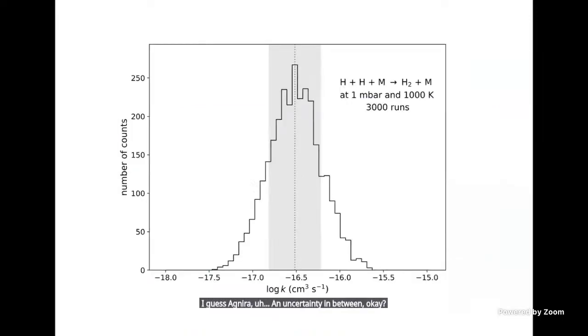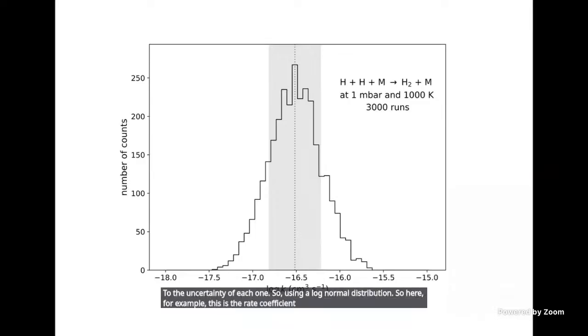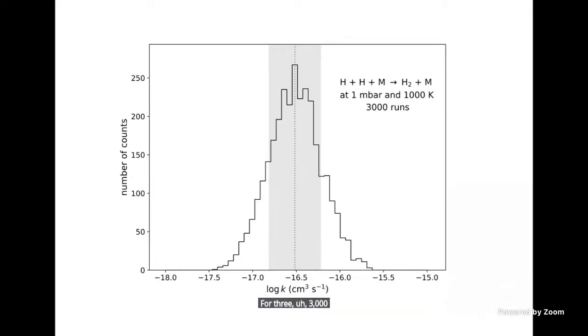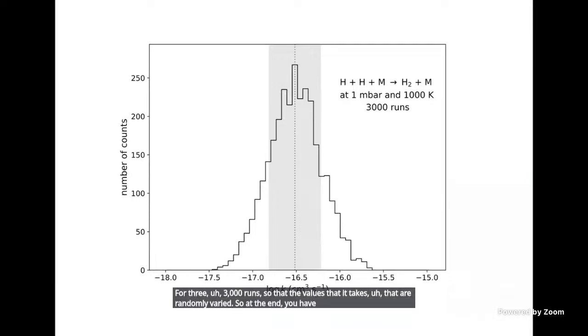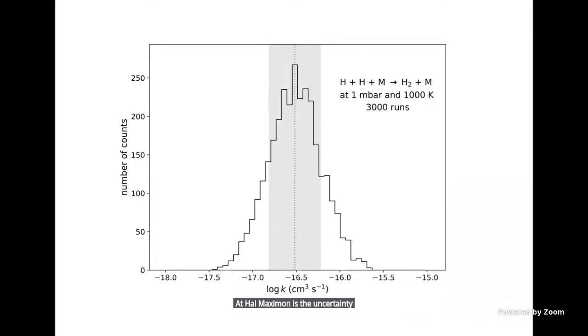Okay. So the core of the idea is to run many models in which you vary the rate coefficients randomly according to the uncertainty of each one, using a log-normal distribution. So here, for example, this is the rate coefficient expressed in the logarithmic scale for 3,000 runs, with the values that it takes being randomly varied. So at the end, you have this kind of Gaussian distribution in which the full width at half maximum is the uncertainty that we assign to this rate coefficient.